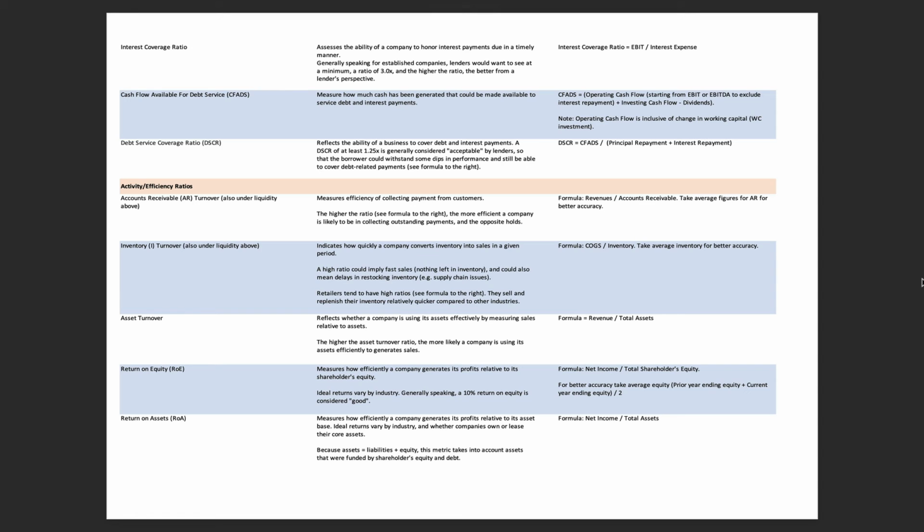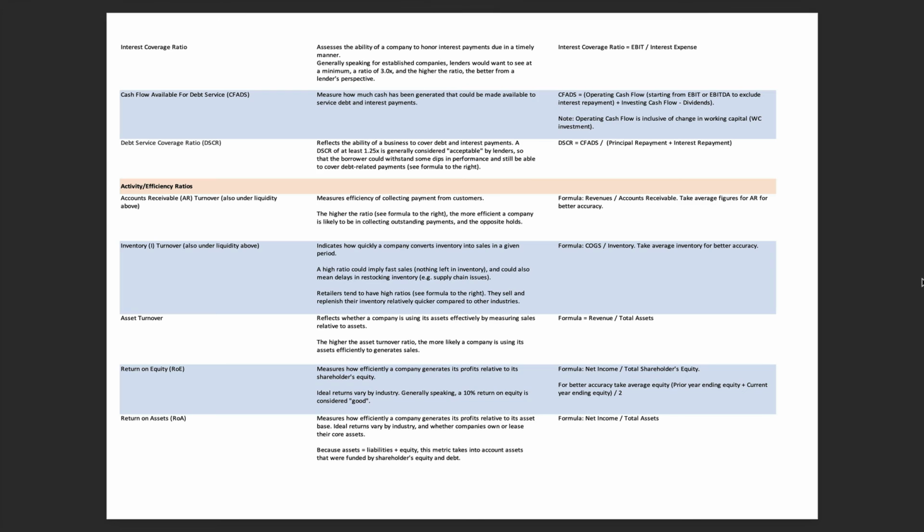The last ratio that we will be discussing under solvency and coverage ratios is the debt service coverage ratio, which includes the cash flow available for debt service figure we just discussed. The debt service coverage ratio is calculated by dividing the cash flow available for debt service by the principal repayment plus the interest repayment figure for the given period. And this figure reflects the ability of a business to cover debt and interest payments.